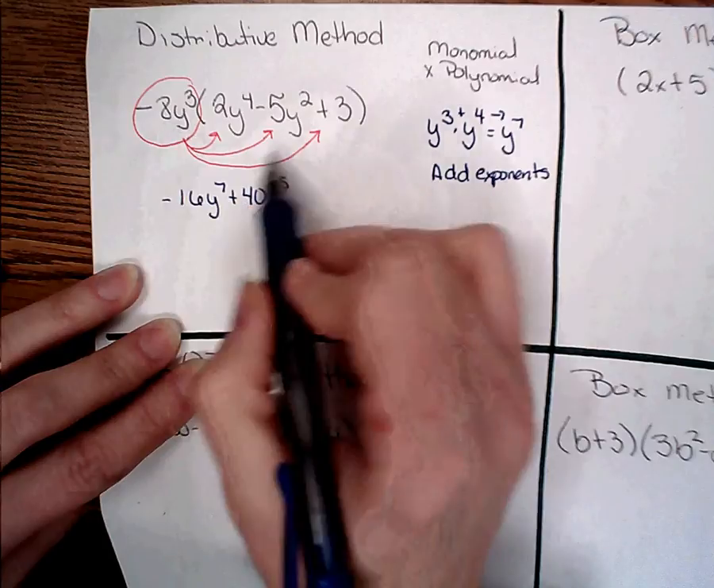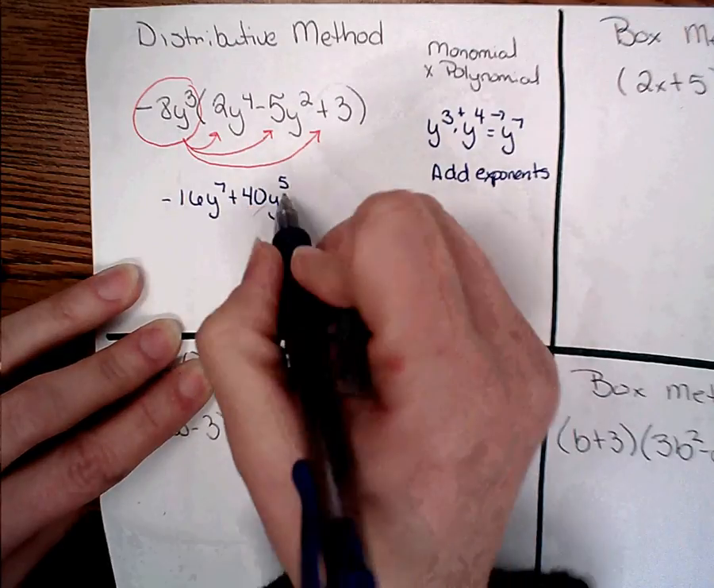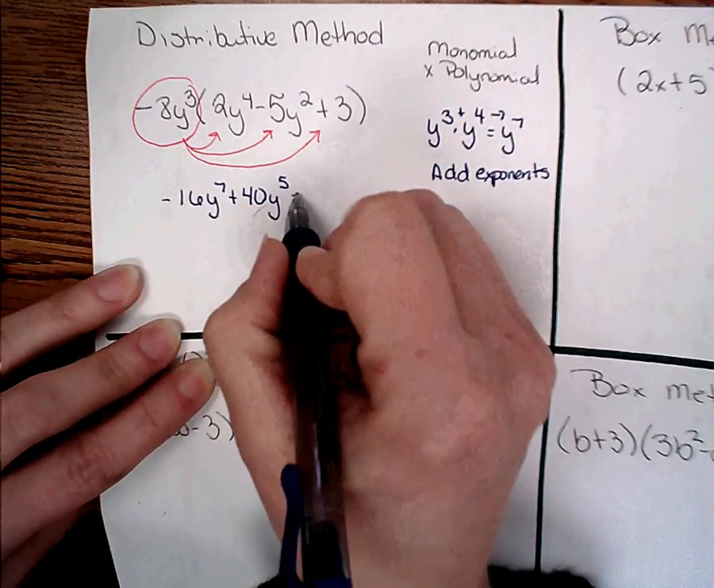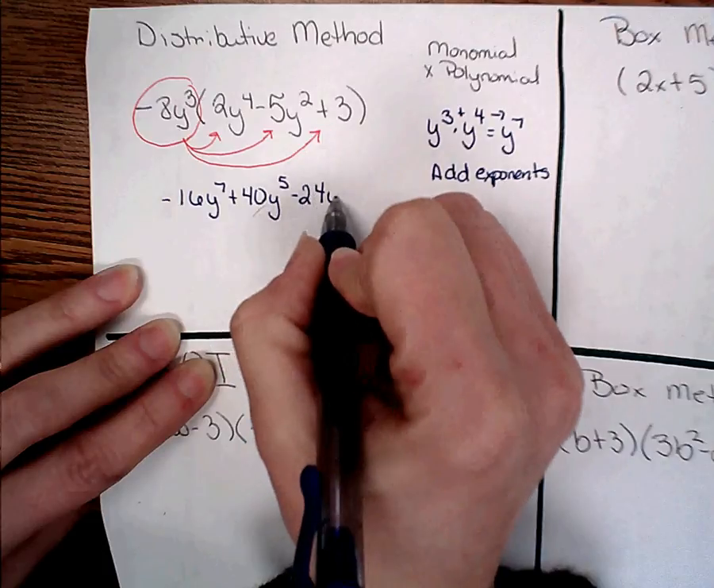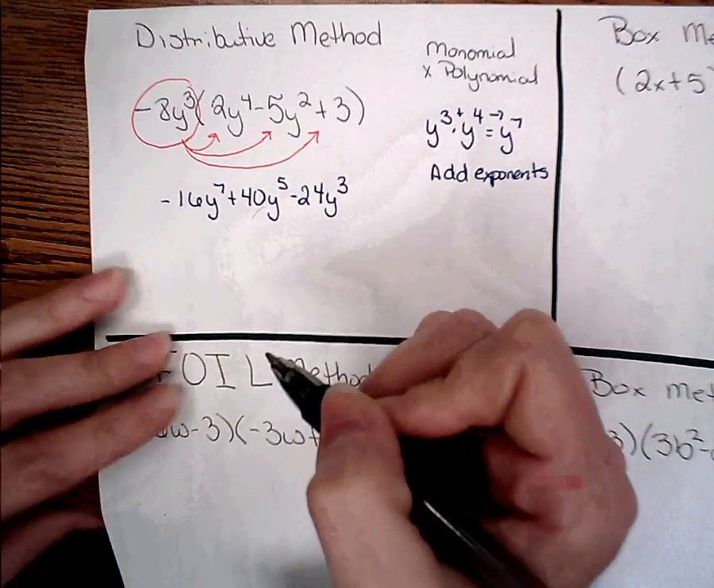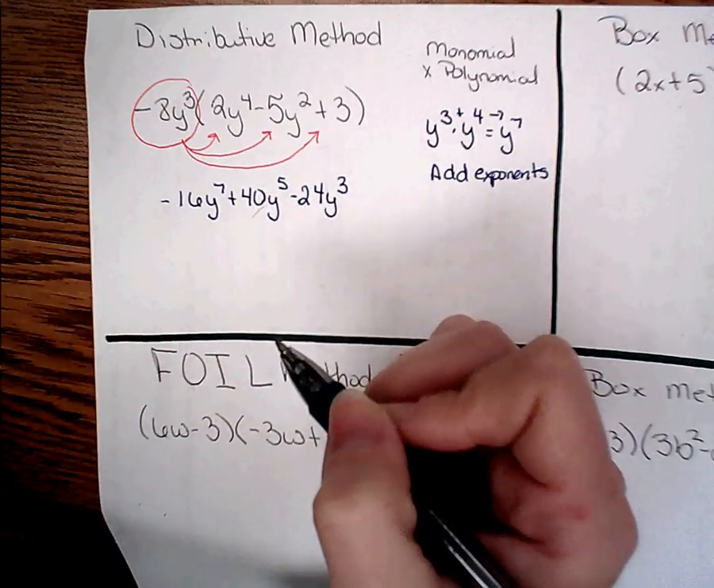Negative 8 times positive 3 gives us negative 24 y to the third. And that's going to be my answer. So that's how you would use the distributive method.